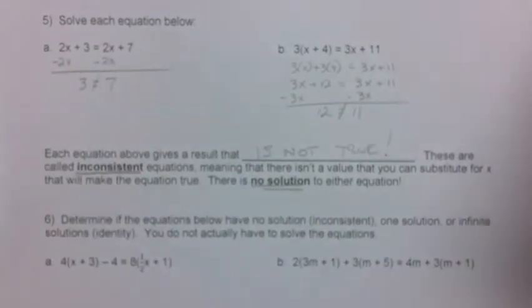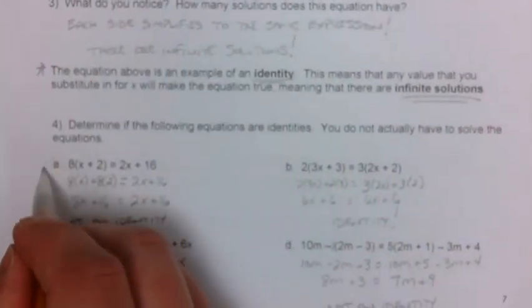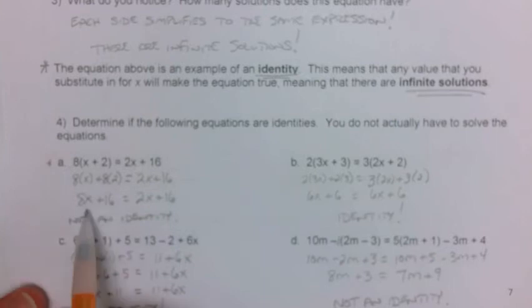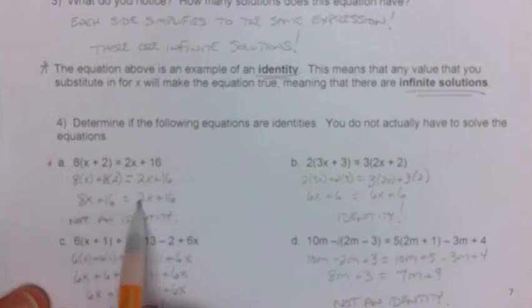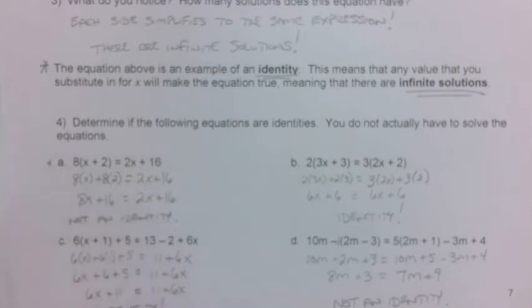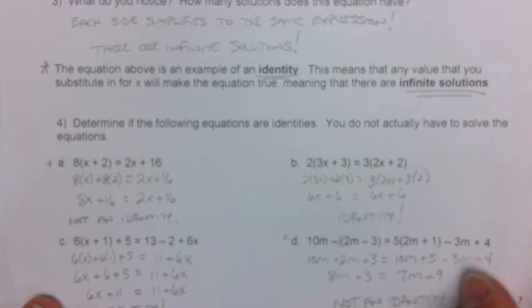So what if we get an example like this one here in question 4a? All right, on this side, the variable terms were different. When the variable terms are different on each side, that means that there will be a solution, but only one solution. Same thing down here in letter D. 8m plus 3, 7m plus 9. The variable terms are different, meaning that there will be one solution.